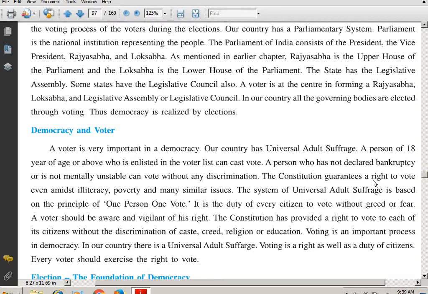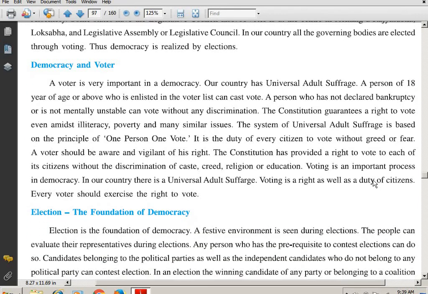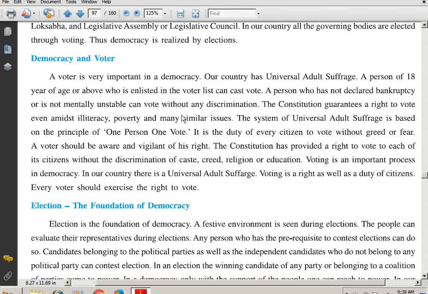Now, democracy and the voter. A voter is very important in a democracy. Our country has universal adult suffrage. We have studied what universal adult suffrage is, I think in chapter 8 or 9, but let us be reminded about adult suffrage once more.